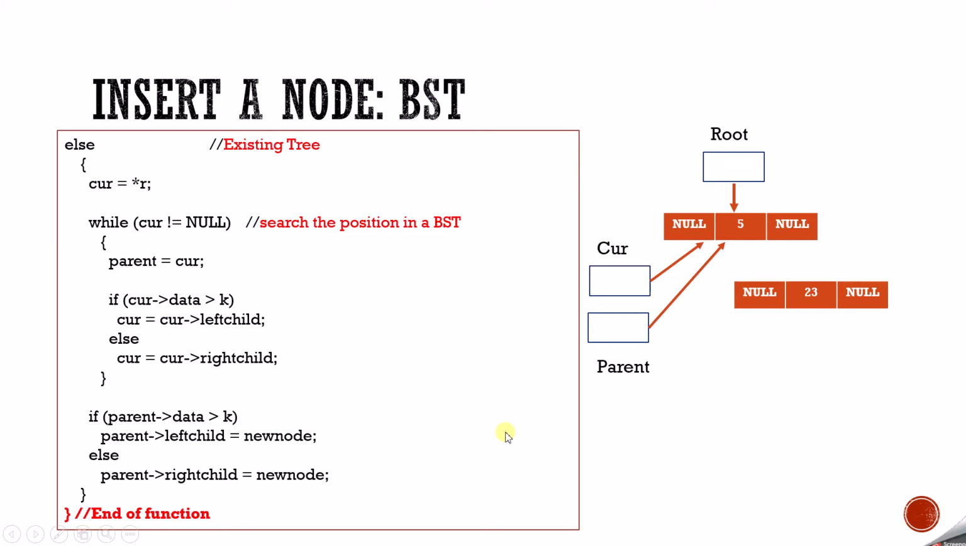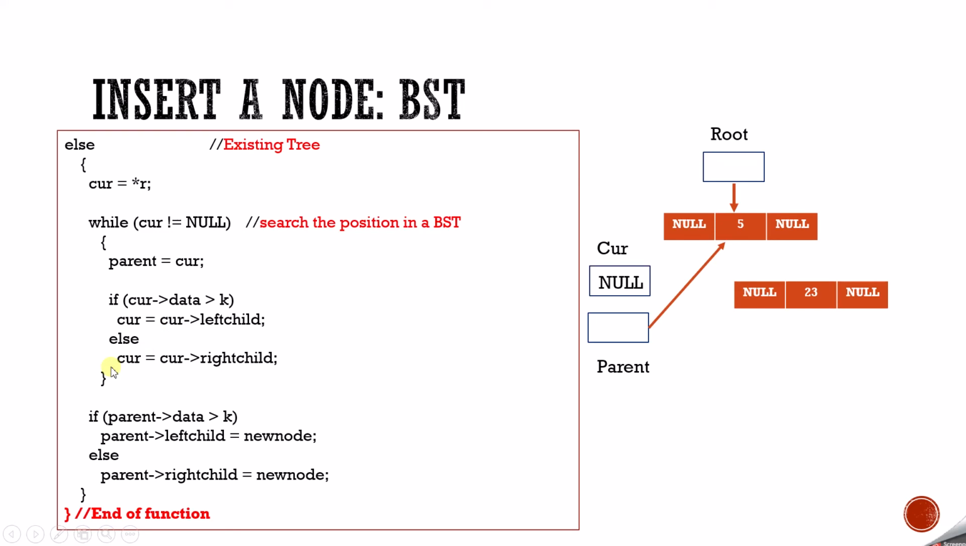Now we'll check if car arrow data is greater than k or not. Here in this case, car arrow data is not greater than k, so it will go to the else part. In the else part, k is greater than the current data pointed by the pointer car, so we assign the right child to car. Whatever content is there in the right child of the current car will be stored in car. So what will happen now?